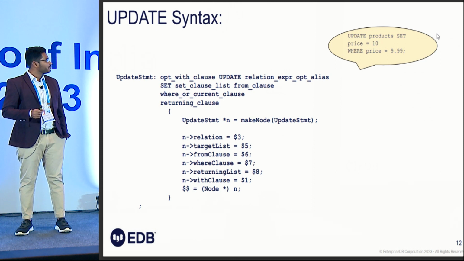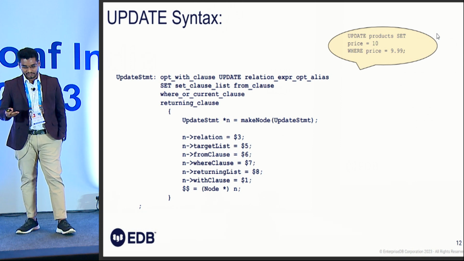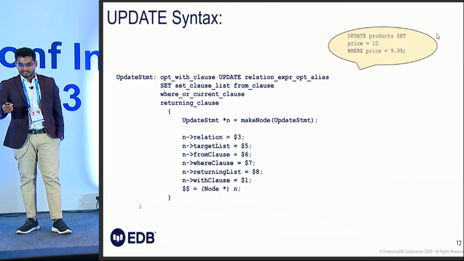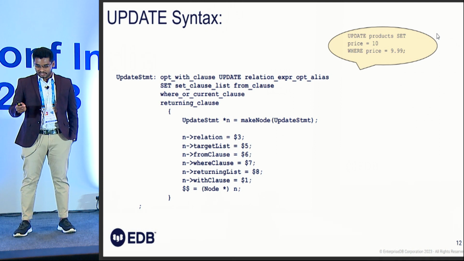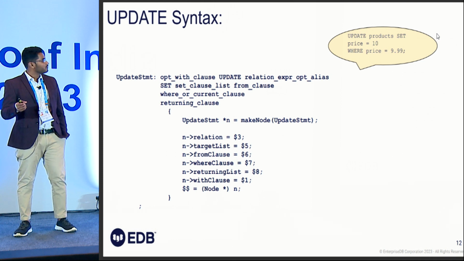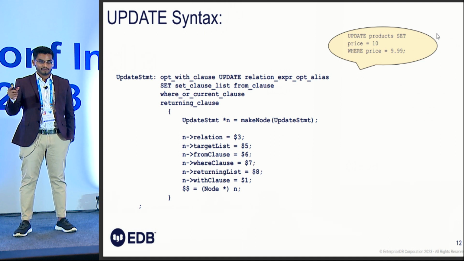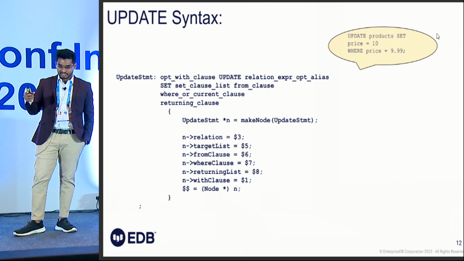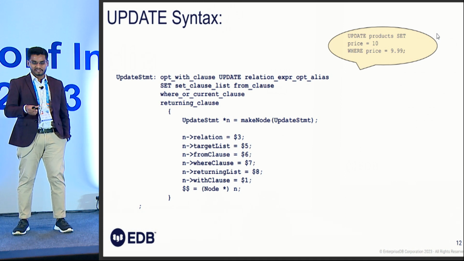Similarly, for the update command, this is the syntax. So optional with clause, similar to the insert command, then the relation which you want to update, then the set keyword, then set clause list, then from clause. With this from clause, you can reference another table in the update statement, then the where clause, then the returning clause, similar to the insert command.